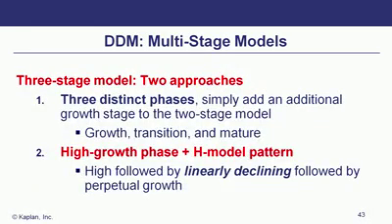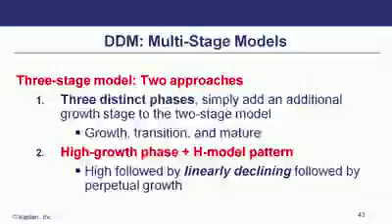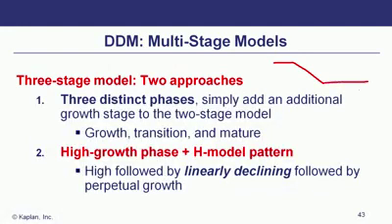Well, any other models? You could be asked to come up with a 3-stage model. You may have 3 distinct phases. Simply add an additional growth stage to your 2-stage model. You may have a high growth phase and then the H model. So you've got high growth for a while, then we linearly decline, then we've got low growth. This bit is the H model. Get the triangle, get the Gordon growth model, discount that back to today, and add in the early high growth dividends. It's just longer again. That's all it is.